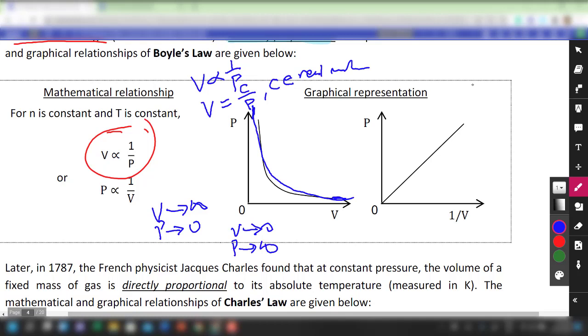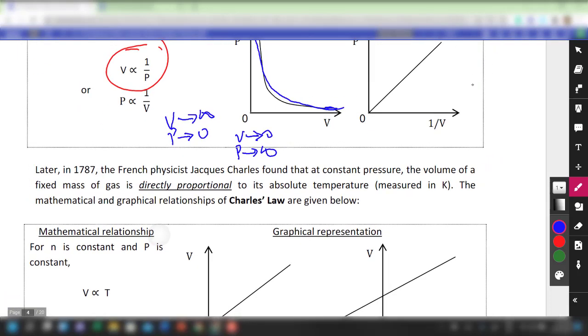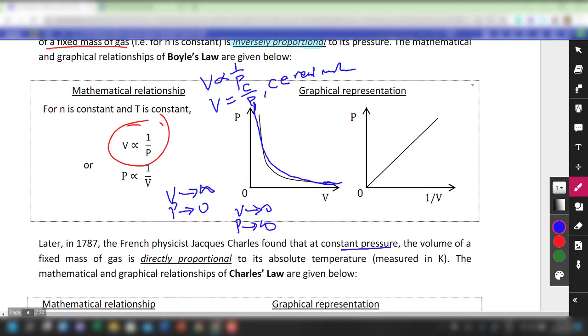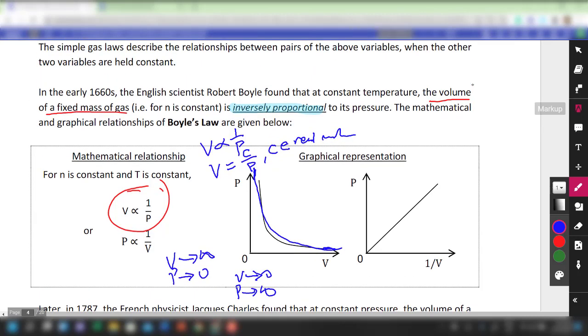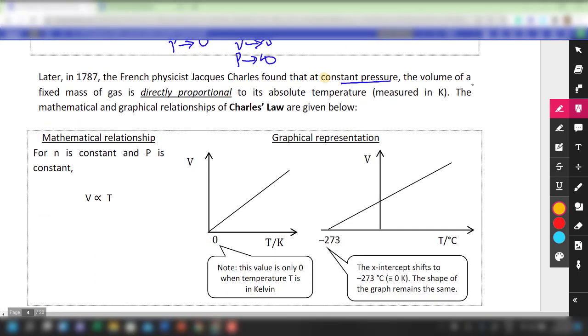I don't think this is something you are not familiar with. You can also plot P against 1 over V, or P against reciprocal volume, and you get a straight line which passes through the origin. Next we have Charles' law, which applies at constant pressure. Earlier I forgot to mention that for Boyle's law, the temperature is constant. For Charles' law, the pressure is constant, so the volume is directly proportional to the absolute temperature. This is very important.